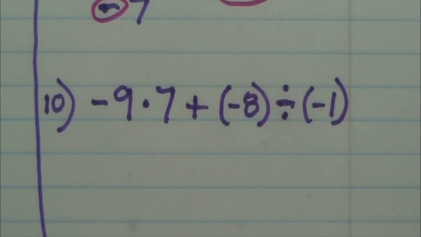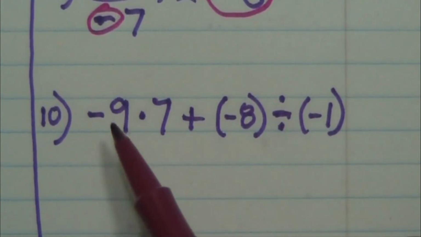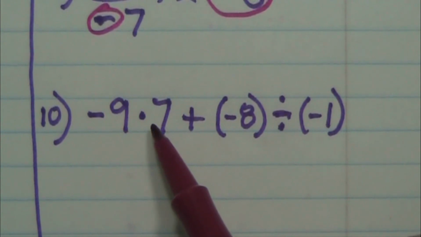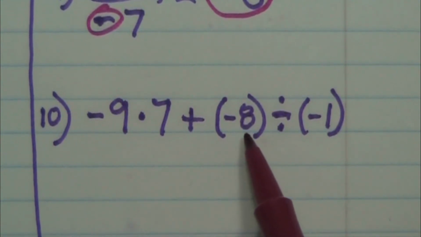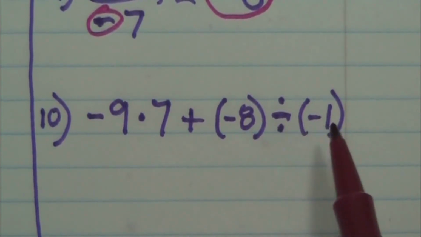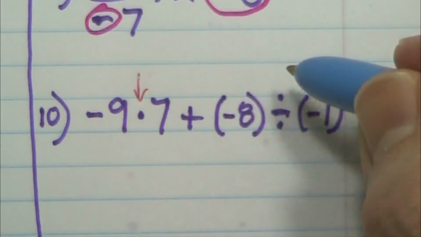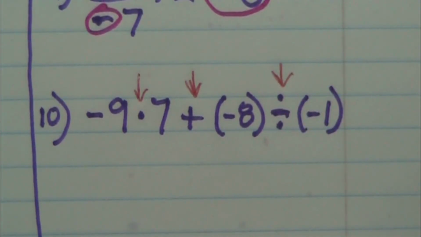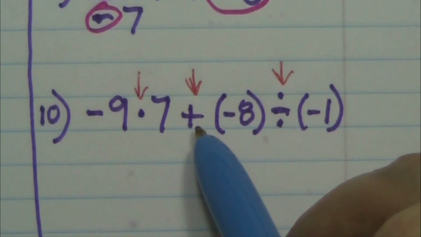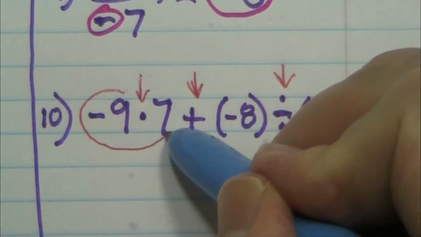Okay, number 10. This is kind of long. There's actually 3 operations here. We have negative 9 times 7, that's 1 operation, plus, that's the other operation, negative 8 divided by negative 1. All right, so there's 3 operations there. We have multiply, we have adding, and we have division. Now, adding goes last. Multiply and divide go first. And I go left to right. The first one I'm going to do is the multiply.